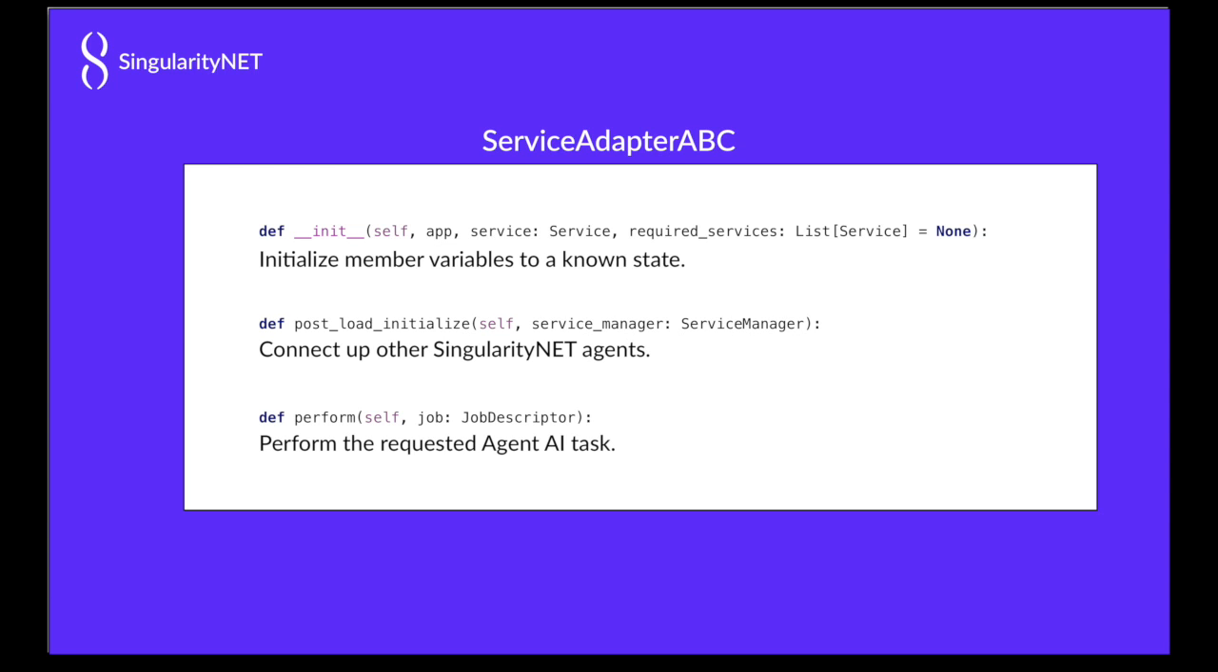There are three fairly common methods on the service adapter abstract base class: the init, where you might want to initialize member variables to a known state, and the post load initialize, where all of the service adapters have already been loaded, so you can connect up with other service adapters if you need to, or it's a good place for connecting and loading training data or model data for doing classification. The classification work is done in the perform method. This is the method called by JSON RPC from JavaScript in our example.